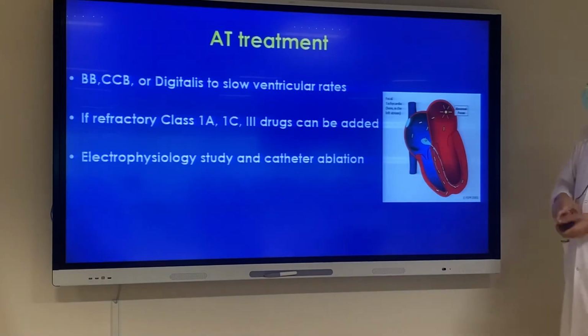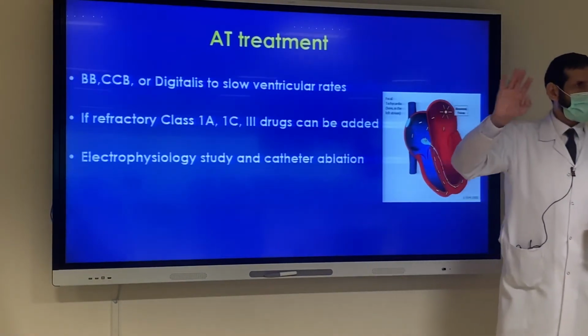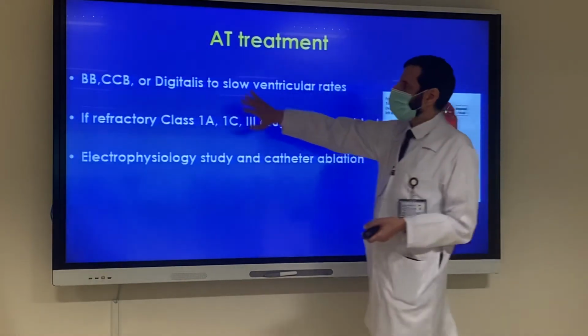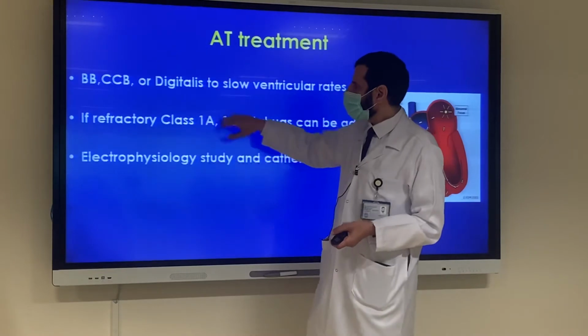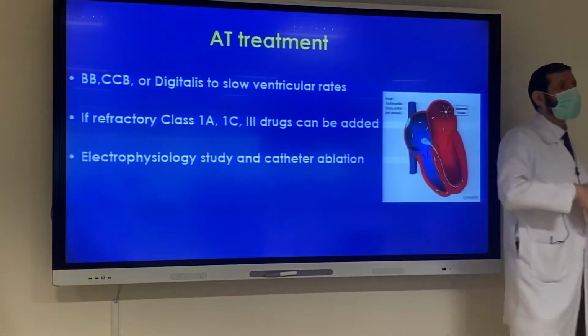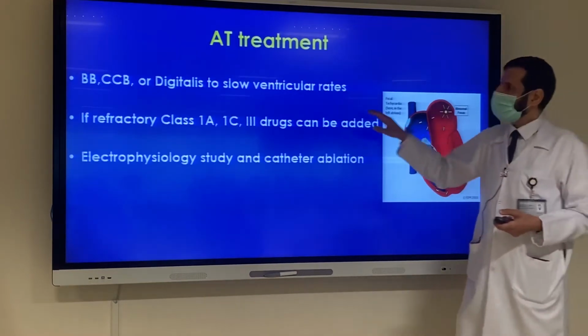How to manage? If it's just brief with not many symptoms, we don't need to do anything about it. If symptomatic, we may treat with a calcium channel blocker, beta blocker, or digitalis. In refractory, difficult cases, we use antiarrhythmics. I'm sure you have it in pharmacology, class 1 medications like flecainide, propafenone, you can use. Or class 3 sometimes, like sotalol, rarely amiodarone.